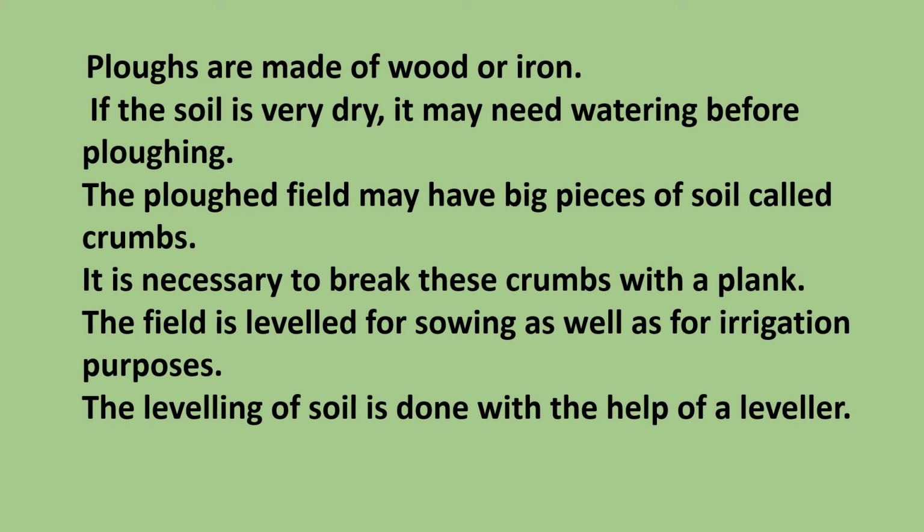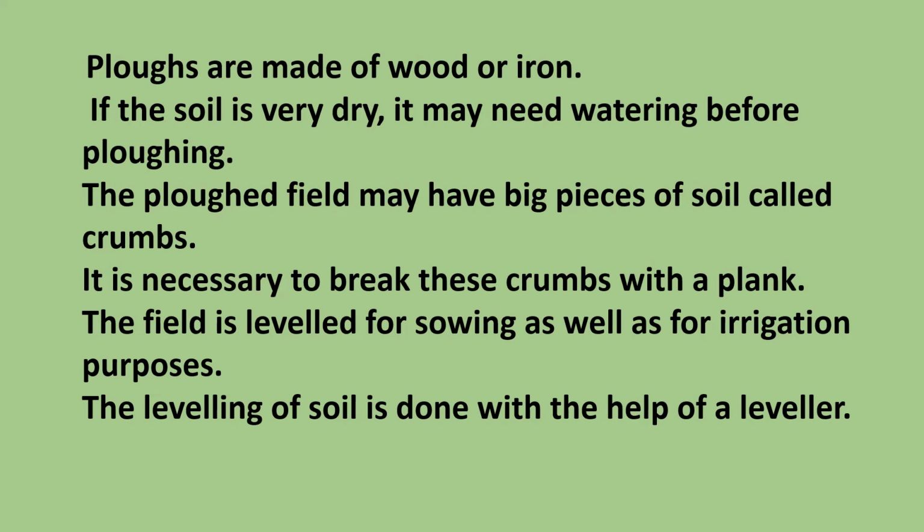Plowing can be done by using wooden or iron plows. These plows can be pulled by either animals or machines like tractors. Nowadays, tractors are used most commonly as they make the process faster and cheaper. If the soil is very dry, it may need watering before plowing. The plowed field may have big pieces of soil called crumbs. It is necessary to break these crumbs with a plank.